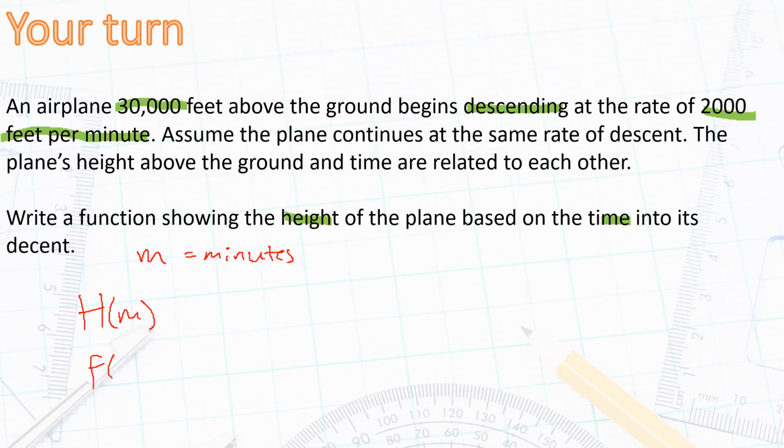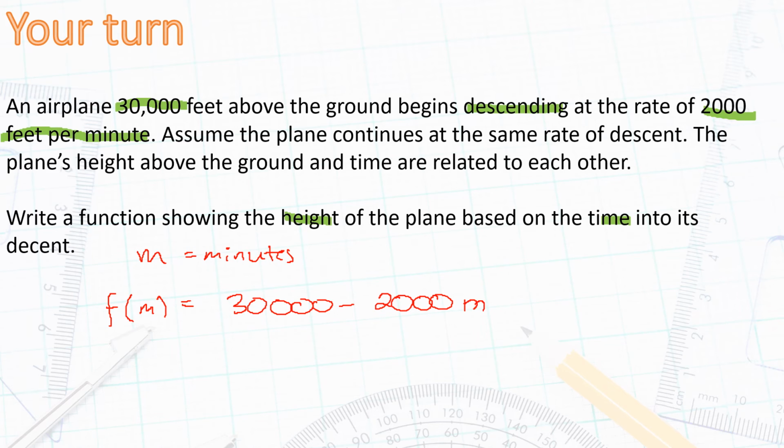So we could do something like h of m, a height as a function of the number of minutes. We could do f of m or g of m. It doesn't really matter which one we do. Let's just stick with f. So f of m is equal to 30,000, which was our starting height, and we're decreasing at 2,000 feet per minute.